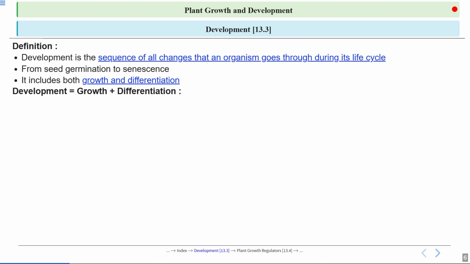Now, if we talk about development, development is equal to growth plus differentiation. This equation shows that if we talk about development, then we have to discuss growth as well as differentiation. Both together come under development.